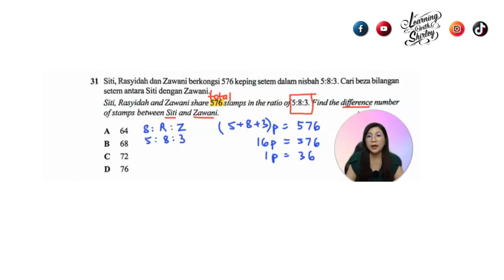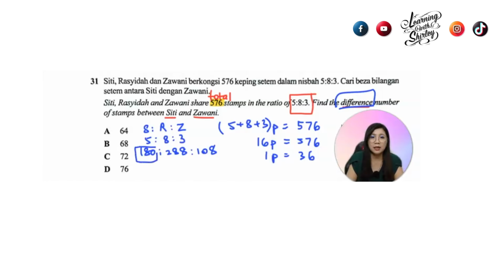Okay, so now we can actually find how many stamps for 𝗬𝗐, Rashida, and 𝗬𝗏. So for 𝗬𝗐 is 5 parts, right? 5 times 36, which is 180. Then 8 times 36, 288. And then 𝗬𝗏 is 3 parts, okay? 3 times 36, 108.